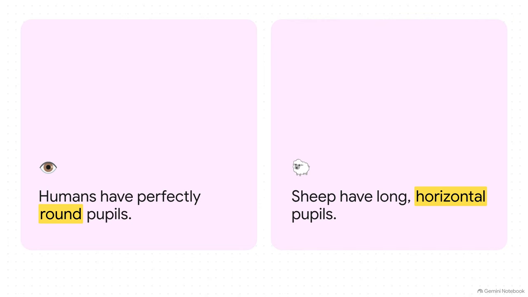Now, what's really interesting here is the clear contrast. Think about our own eyes for a second. We have those familiar, perfectly round pupils right in the center, right? But when you look at sheep, they have these long, horizontal pupils. It is a massive physical difference. Instead of a little black circle, it's basically a sideways slit resting right there in the middle of the eye.